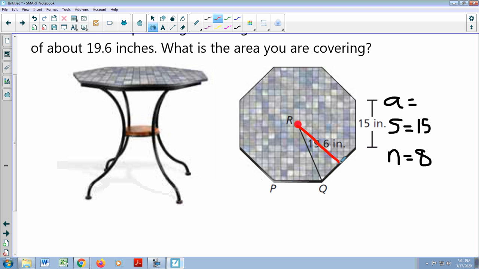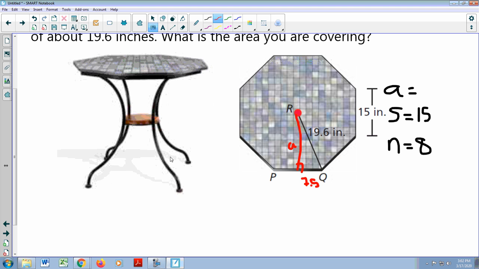So that says I can figure out my apothem. I'm going to make this a little bit easier for you guys to see what we have here. I know my apothem is here. I know half of 15 is 7.5. So now this is straight Pythagorean theorem to find my apothem.